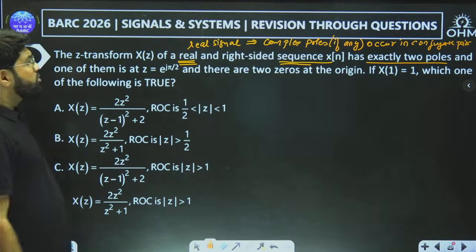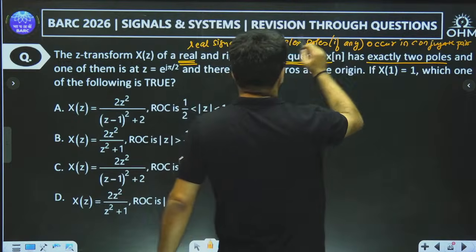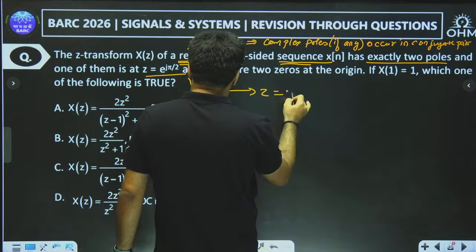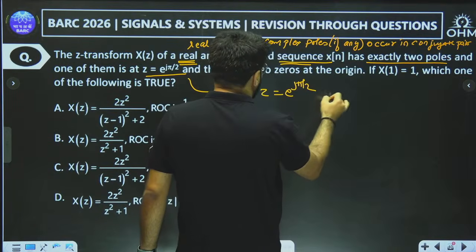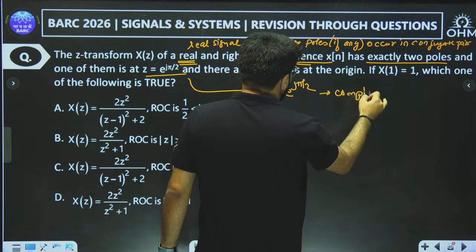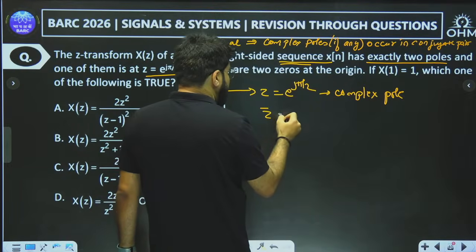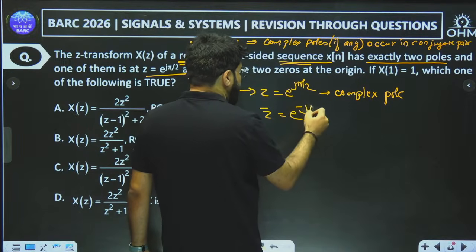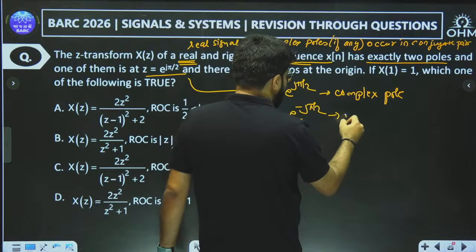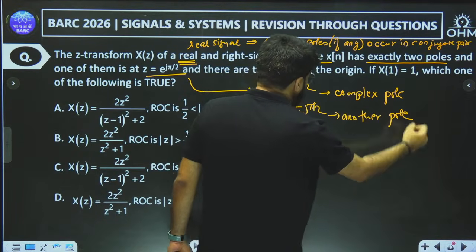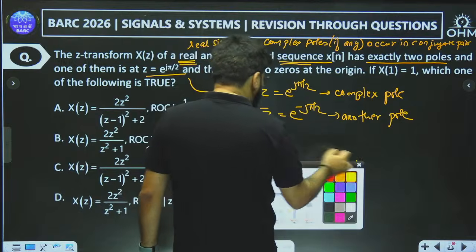Let's do this. It has exactly two poles, but this one is a complex pole, z equal to e power j pi by 2. Because it is a complex pole, its conjugate will also occur. And what is the conjugate? e power j theta conjugate is e power minus j theta. So this is another pole automatically, and there are only two poles. So what is going to be the denominator term?